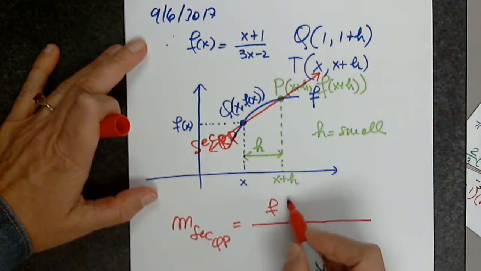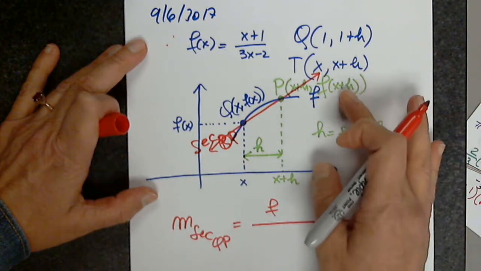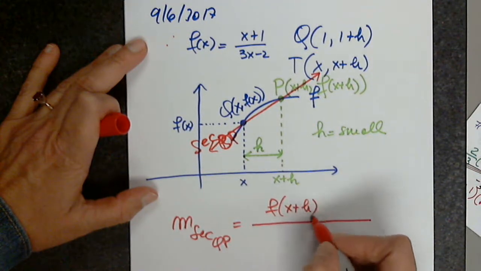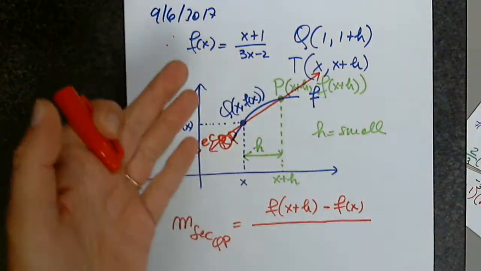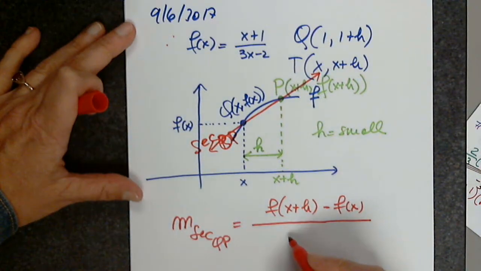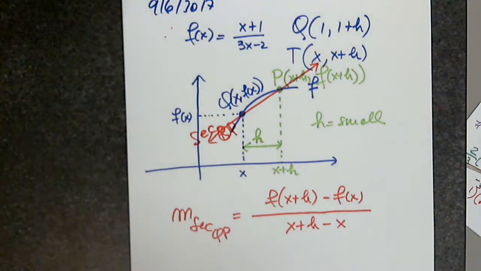F of x plus h minus f of x. So normally we read from left to right, right? So this is my point 2, and this is my point 1. F of x plus h minus f of x. Specifically, although you're right, I can put P on the other side. It's not a problem. Divided by x plus h minus x. Are we all in agreement with this?